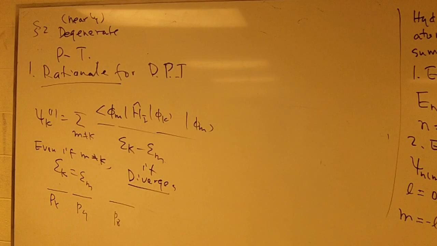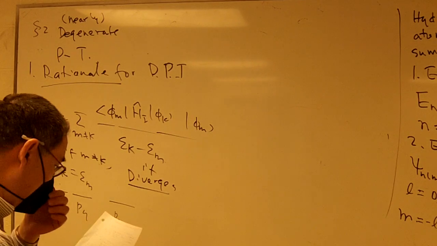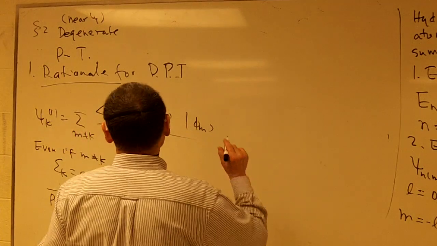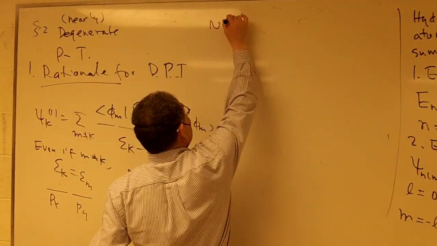When this happens, the wave function diverges, which doesn't make any sense. You cannot have a wave function that diverges, so that's not possible. Therefore, this is our rationale to describe the degenerate perturbation theory. Now we're going to use a notation to be more precise.